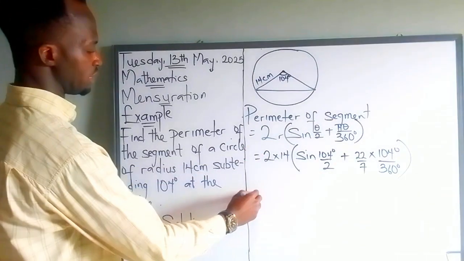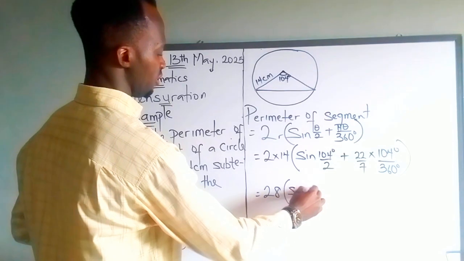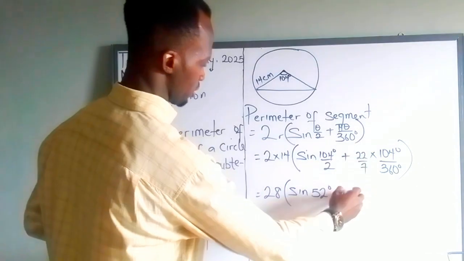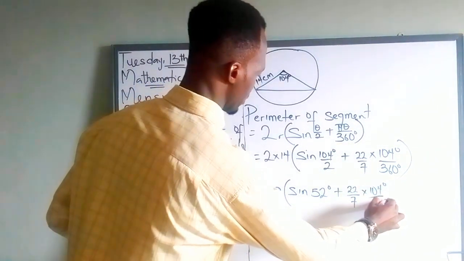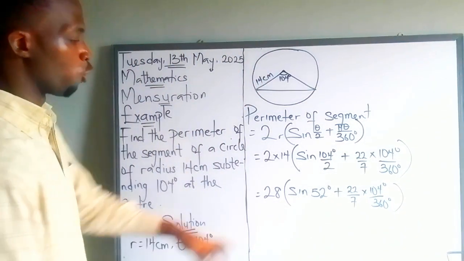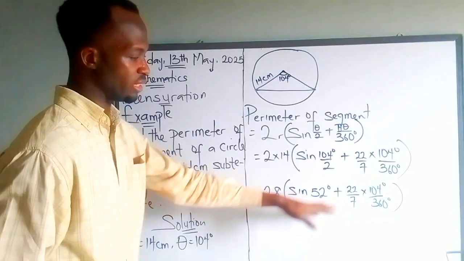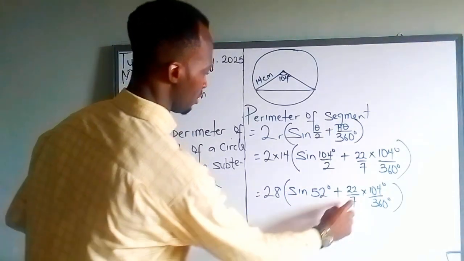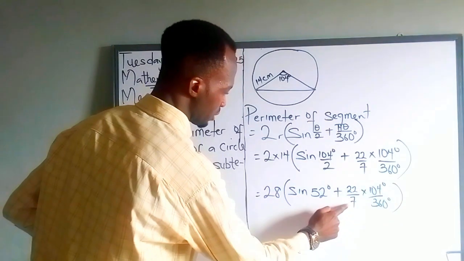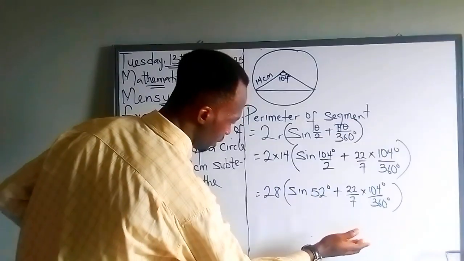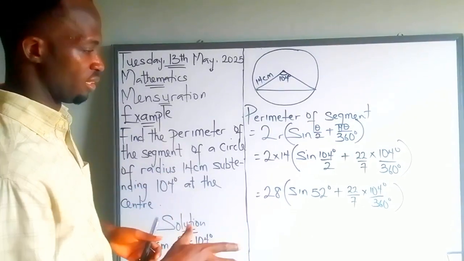2 times 14 is 28. Divide this angle by 2. This will be sine 52 degrees. Then plus 22 over 7 times 104 degrees over 360 degrees. So punch your calculator. First, look for sine 52 degrees. Write your answer down, right? Once you have your answer, sine 52 degrees, plus what you are going to do is first write this answer down, then multiply 22 by 104. Get the numerators, right? Once you get the numerators, multiply 7 and 360. That will be the denominator. Once you are able to do that, you can then use your calculator to simplify everything further, and you are going to get your answer.